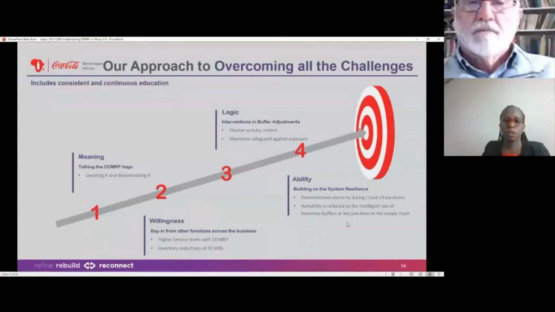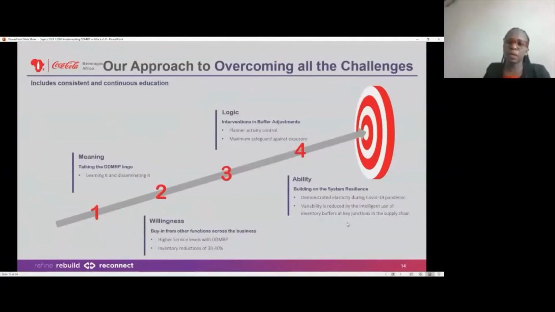Then also the logic, these are the interventions in the buffer adjustments. This is really a support function, and it is entirely tied to the planner activity controls, where you have to run the advanced planning module to be able to see the order recommendations. That's for the high and critical items, such that these are followed up to execution to ensure that there is no exposure in terms of out of stock on finished product and raw materials, as well as working capital, to ensure that you're keeping optimal inventory at any point in time.